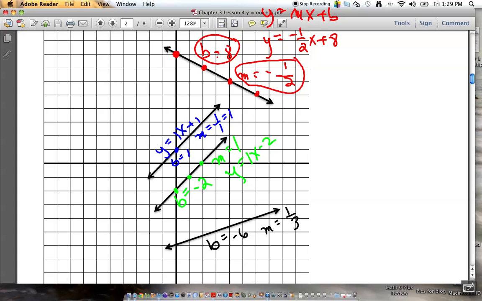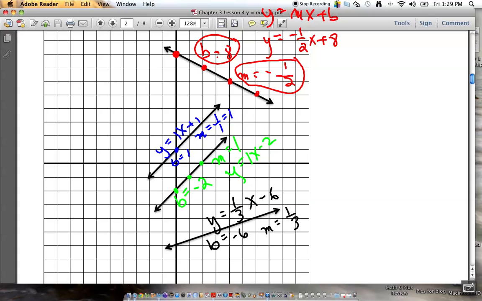So now, what's the equation of the line? Y equals 1 over 3 x. A lot of kids forget the x, don't forget the x. 1 over 3x, and then what do I put? Minus 6. Very good. Okay?